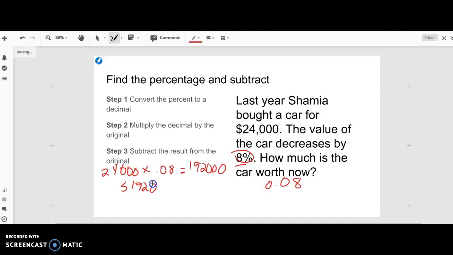So that's not our answer. If you had 0.8 instead of 0.08, you would have had $19,000, which is almost 24,000. So that's how you know it's wrong. This is 8% of $24,000. It is not how much the car is worth right now. The car is worth, it was worth 24,000.